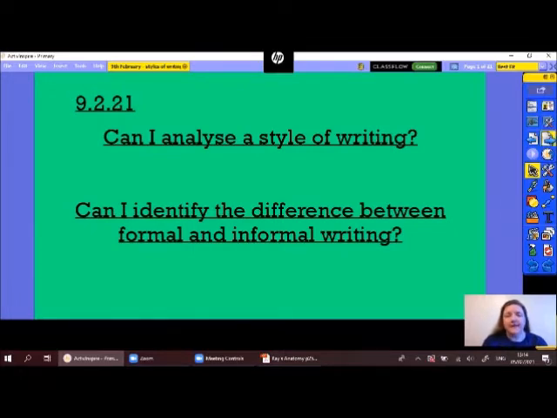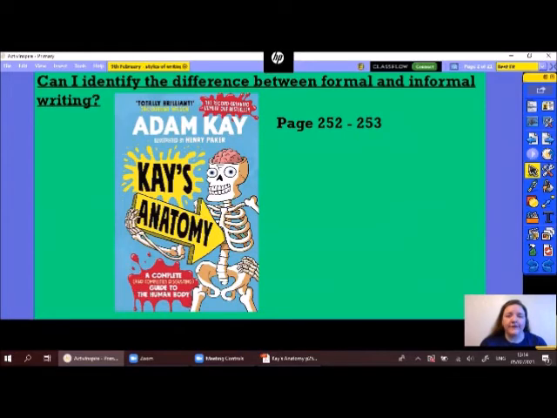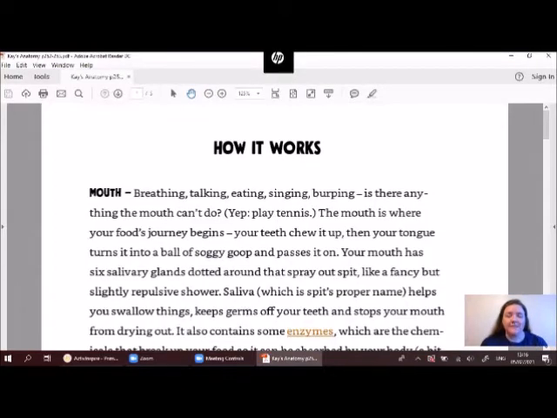First of all today, let's have a bit of a read of Adam Kay's Anatomy. Today we're going to read pages 252 to 253, which are part of a chapter all about your digestive system, which is basically explaining how your body uses food and how food goes from going into your mouth to out the other end. We're going to read the sections about the mouth, the esophagus, and the stomach. If you want to read along, you'll find this in Google Classroom.